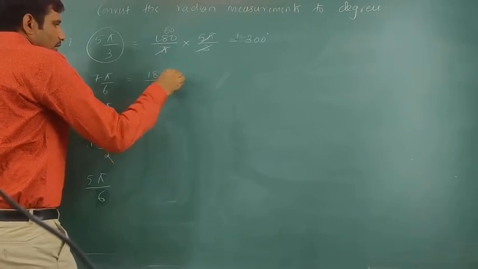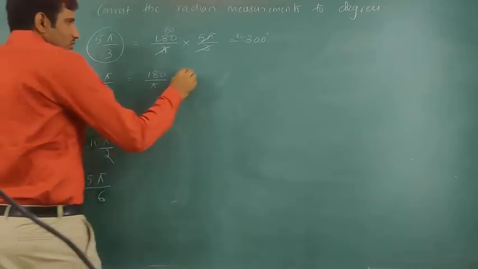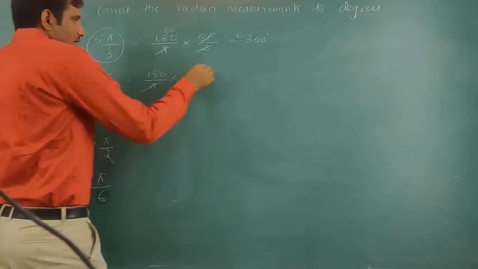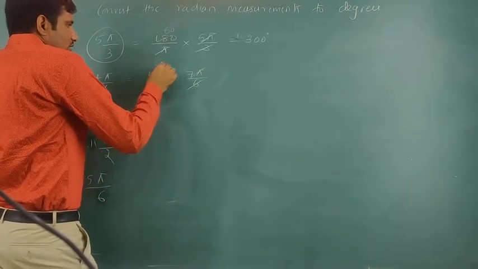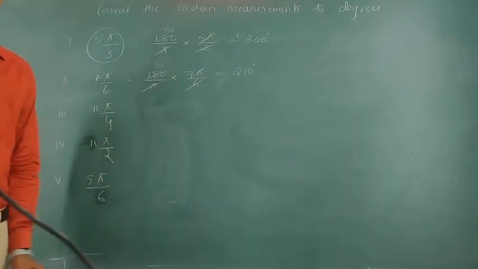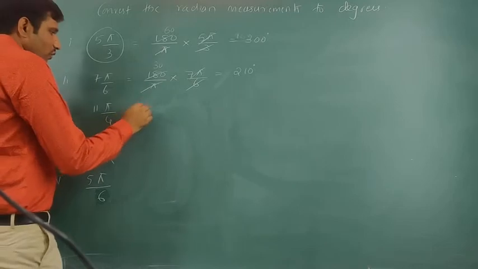Similarly here also the same. 180 divided by pi into radian. What is the radian value? 7 pi by 6. Pi will get cancelled. 6 ones are 6, 6 thirties are 180. So now 30 into 7 is how much? 210 degrees.